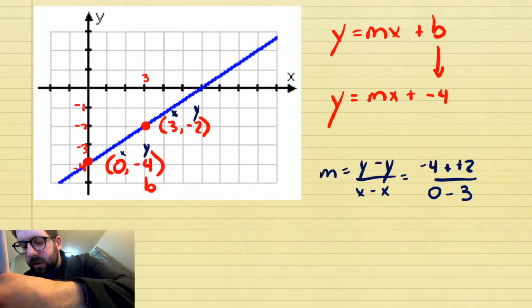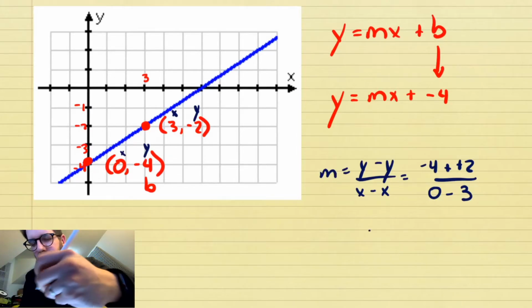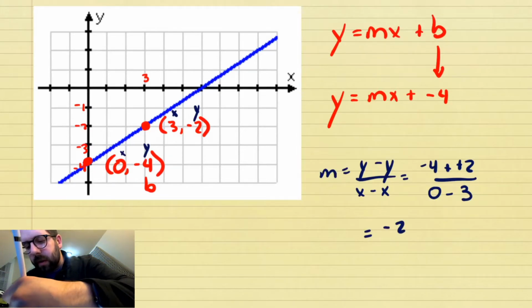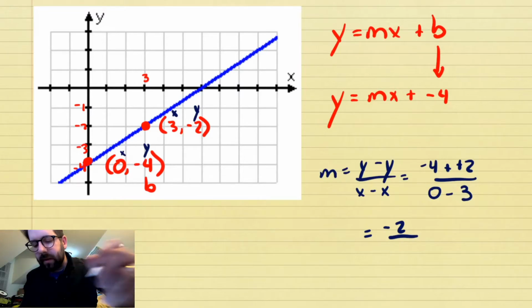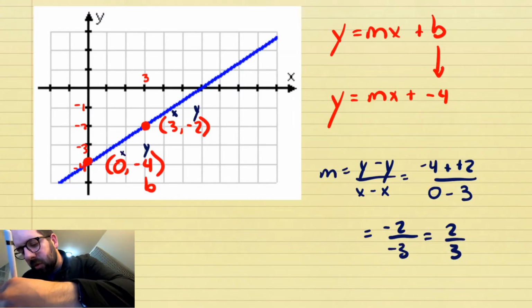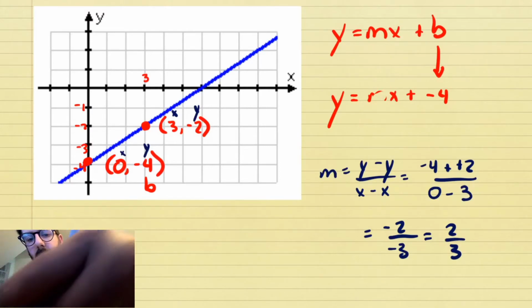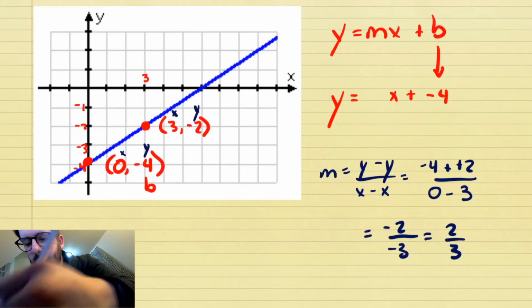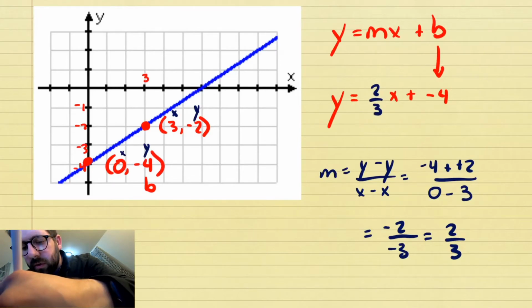So what I'm getting here is these two negative signs cancel, so I'm left with -4 plus 2, which on a calculator is -2. -4 plus 2 is -2, and 0 minus 3 is -3. And so the negative signs cancel, leaving me with 2/3. And that number goes right here. That's my m number, 2/3.